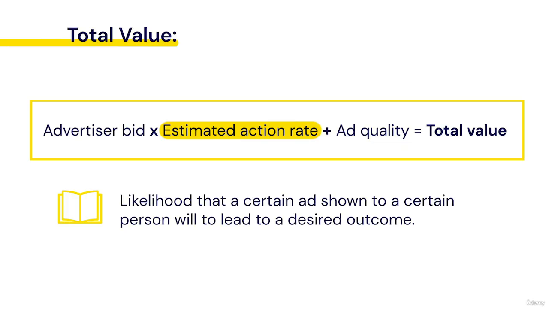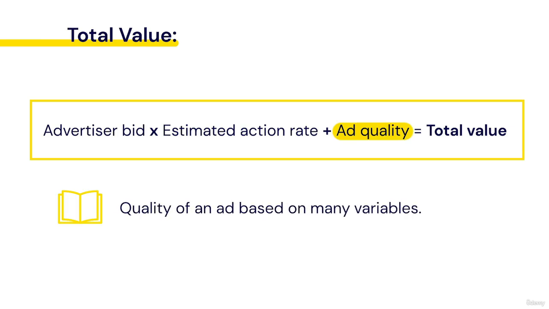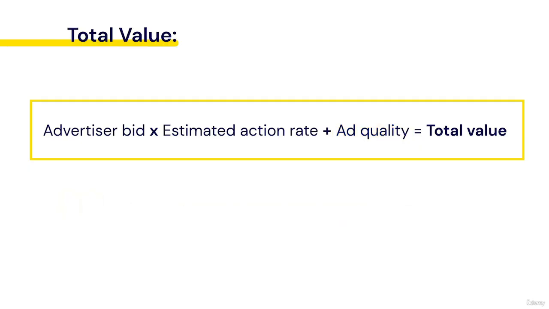The final part of the total value equation is ad quality. Ad quality is determined by many sources, including feedback from people who view or hide your ads, as well as finding low quality attributes such as sensationalized language, engagement bait, and more. So the advertiser bid, the estimated action rate, and the ad quality combined make up an ad's total value.